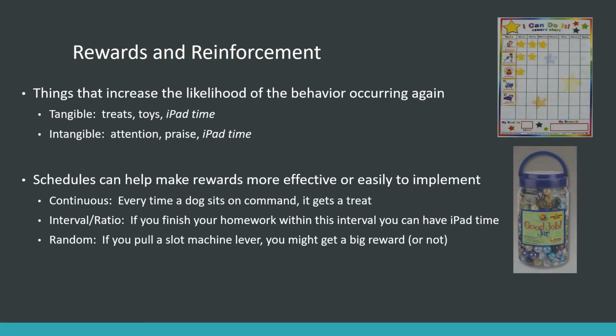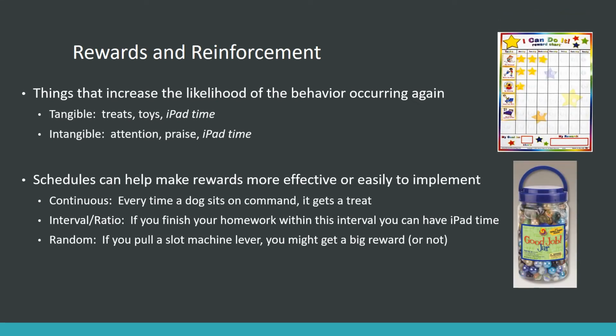Some of the things that you might have seen at home include things like the star chart, where every time you engage in a behavior, you get a sticker or a star, and so many stars are associated with a prize. Another one is the good job jar or the marble jar, where every time you do something, you can put a marble in the jar, and you can divide that into different lines to say once you get halfway, you get this reward, 3/4 this reward, and so on.